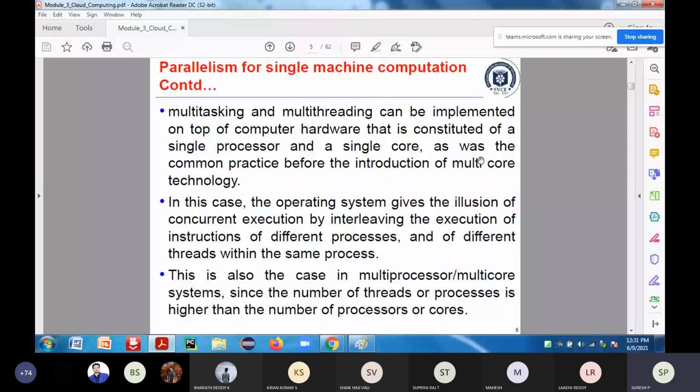When you are going with a multi-processor or multi-core system, the processes and threads will be created by the operating system. But the operating system will not know how many cores there are. It just wants to create the number of threads or processes, and then they will be allocated to different cores in time division.